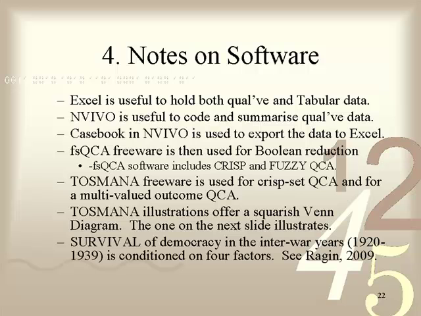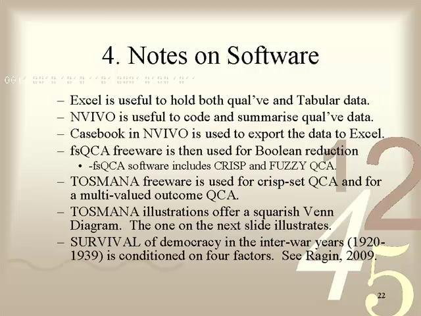And then we come to fsQCA software. That's freeware. That means it's made freely available to the public on a website based in Arizona, and that can be used for the Boolean reduction. You can't do the Boolean reduction inside NVivo or Excel or SPSS. You can do it inside Stata, but many of you would find that quite hard to use, and I'm not persuaded that it's better than fsQCA itself. fsQCA software includes both crisp and fuzzy QCA.